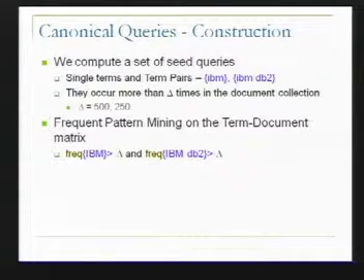To find the frequent terms, we can use tools such as frequent pattern mining, which are very efficient on the term document matrix. For example, the frequency of IBM in the document collection could be more than delta times, and also IBM DB2, because DB2 is a product from IBM, and they jointly occur more than delta times.